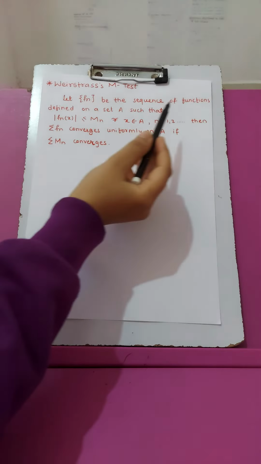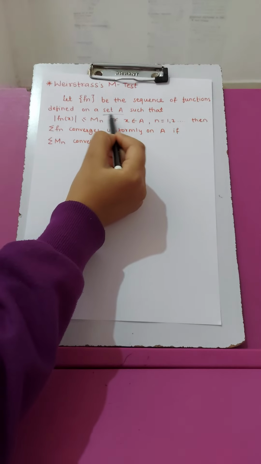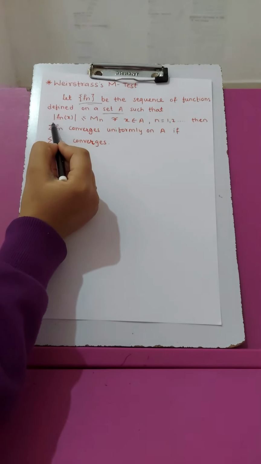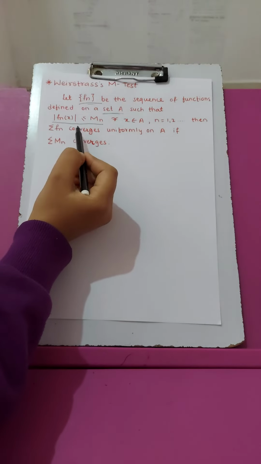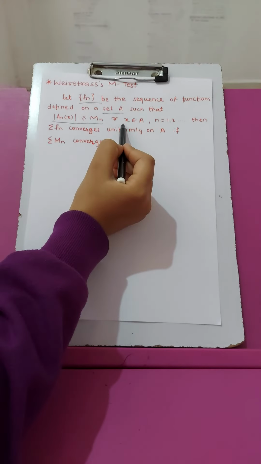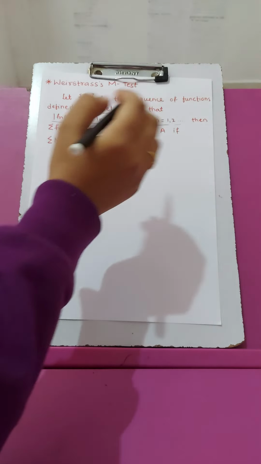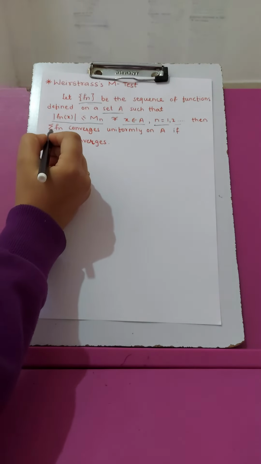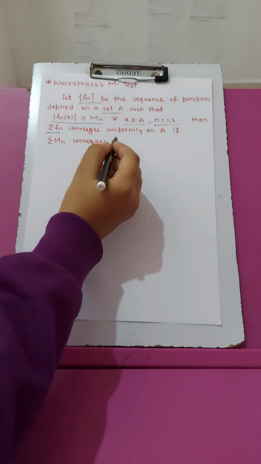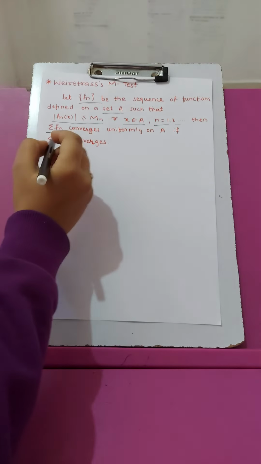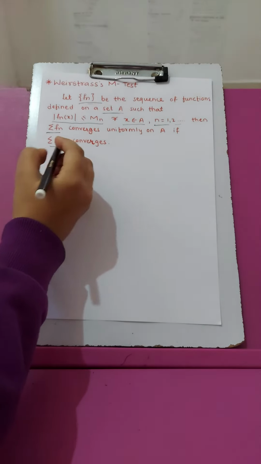Now we move on to the next article of this unit, that is the Weierstrass M test. So the test is: let fn be a sequence of functions defined on set A, such that mod of fn of x is less than or equal to Mn for all x belongs to A and n ranges from 1 up to so on. Then the series fn converges uniformly on A if the series Mn converges.